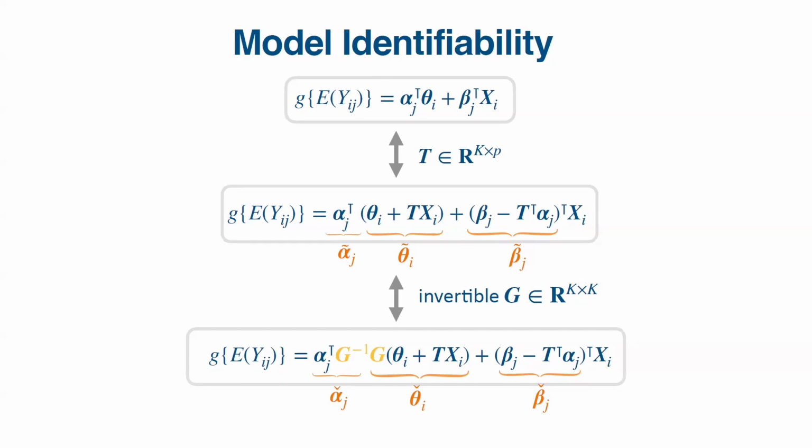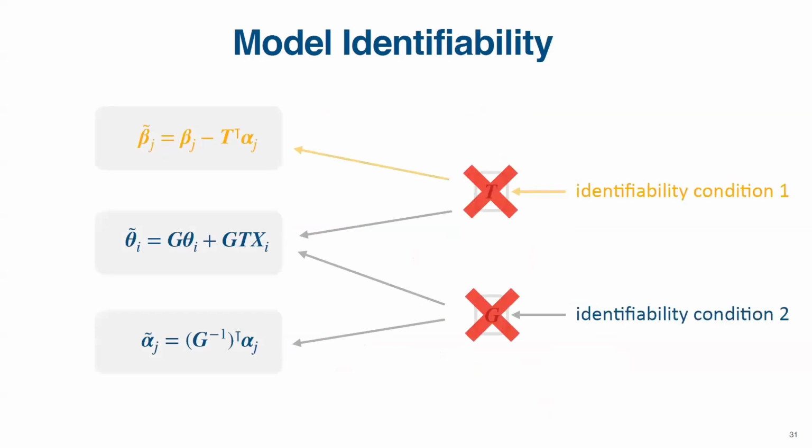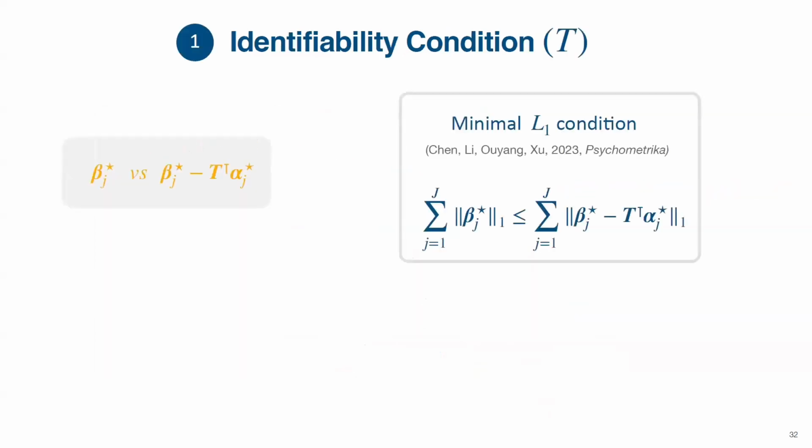Then we need to worry about these factor rotation issues, just as in other factor analysis literature. All right, so that's the issue we're going to address. For the first issue, we're going to propose some practical conditions to ensure this beta is identifiable.